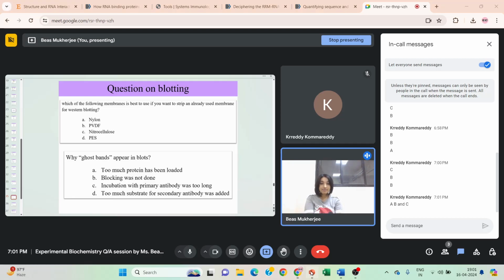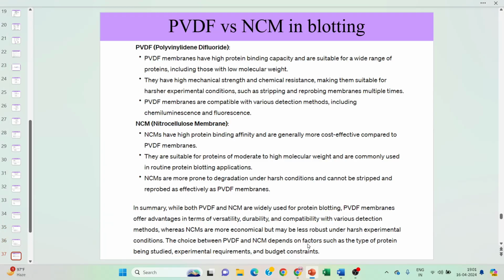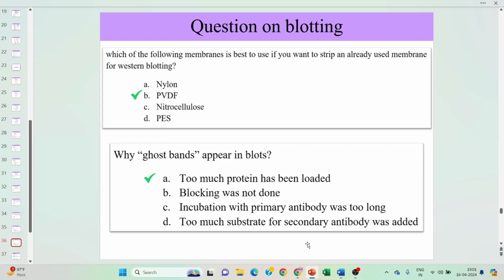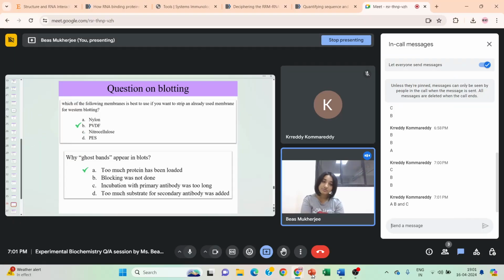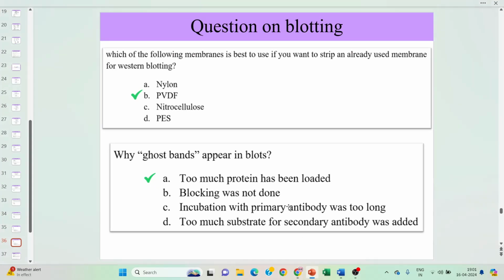So ghost bands can be because of a lot of different reasons. Okay, so when too much protein has been loaded, ghost bands can appear. And you're saying that it is A, B and C. Blocking was not done. Incubation with primary antibody is too long. You can look this up. Okay, you can try to check if what you are answering is correct. You can search what ghost bands are and why they can be formed. Okay. And for the previous answer, it is absolutely correct. PVDF is better for stripping and reusing.